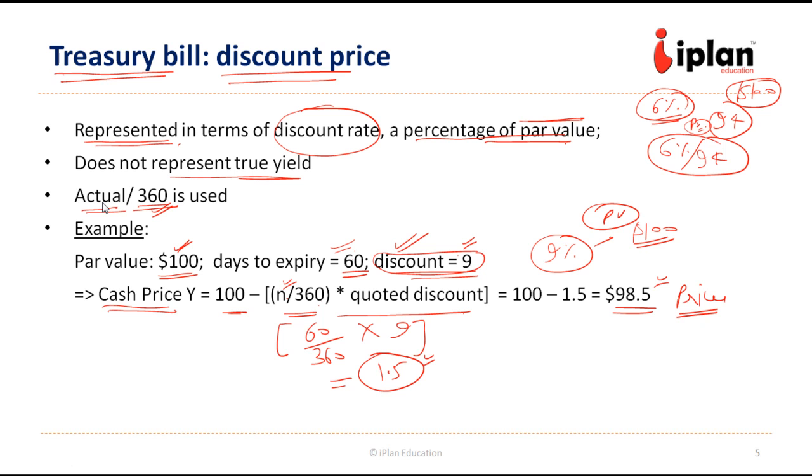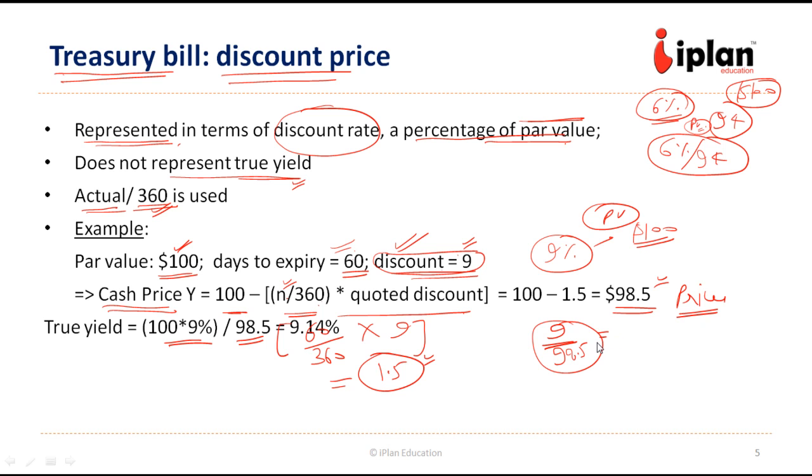Now on the same thing, if we want to calculate the true yield, we know that can be easily calculated using the cash price. So we need to divide this 9% by 98.5. We simply get 9.14%. So 9 was the discount for 1 year and the current price is 98.5. So this will give us the true yield.